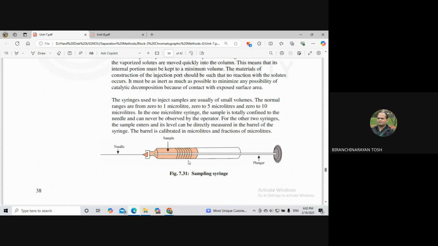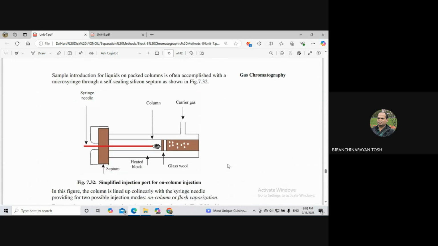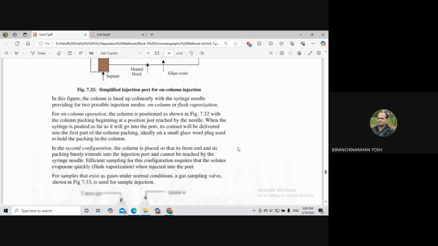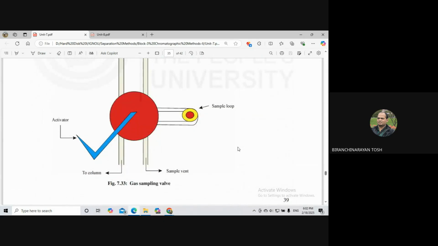So one is the sampling syringe through which it can be injected. Simplified injection port, you see here, for on-column injection. In the gas sampling valve.